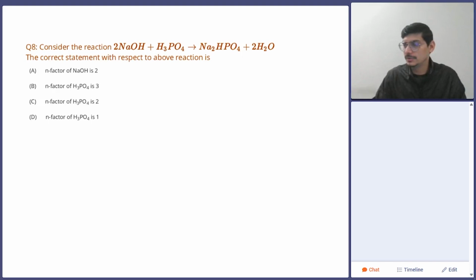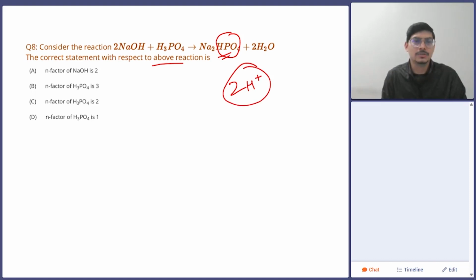Coming to the next question, question number 8. In this reaction, please remember that the n-factor for acids is equal to the number of H+ ions which they give in a particular reaction. So we know in general phosphoric acid is a tribasic acid because it has 3 protons, but you can see in the salt that it still contains one ionizable, replaceable proton. That means it has only given 2 H+ ions. So the n-factor of H3PO4 in this reaction is 2. So the correct answer is option C.